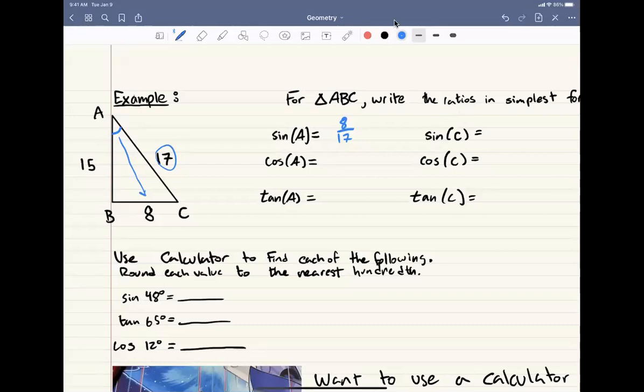All right, so we have cosine, which is the adjacent side over the hypotenuse. So that's 15 over 17. And then we're going to have opposite over adjacent for tangent of A. So it's going to be 8 over 15.